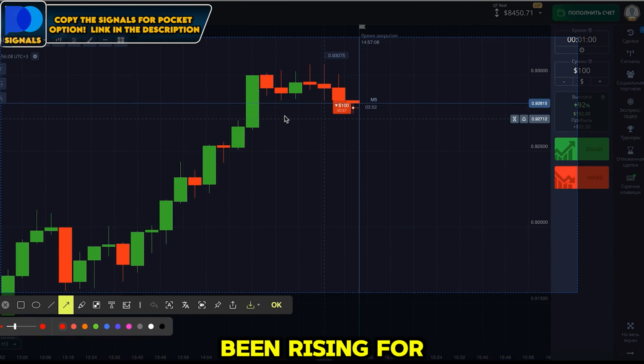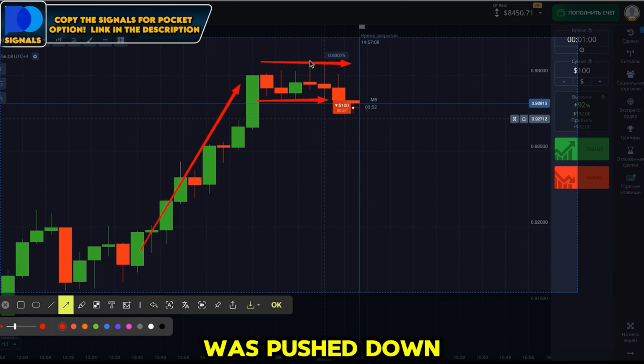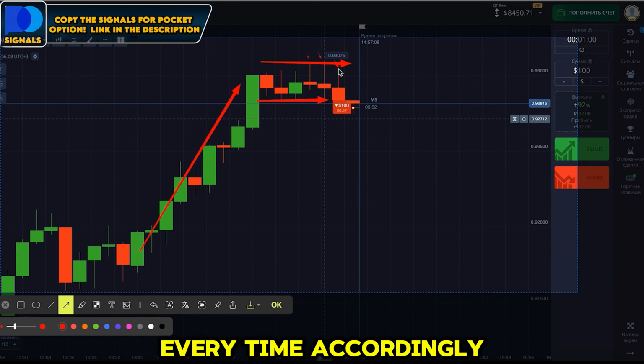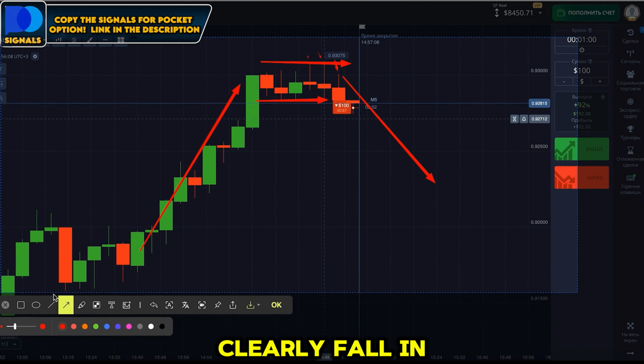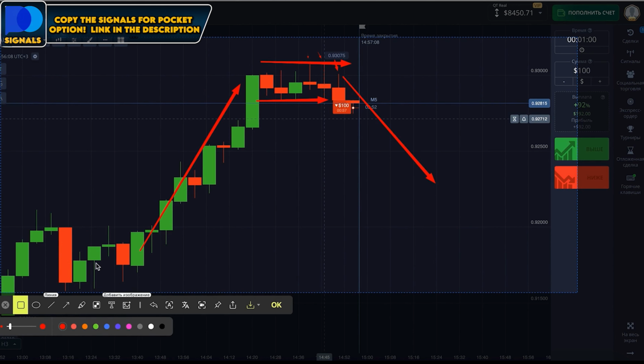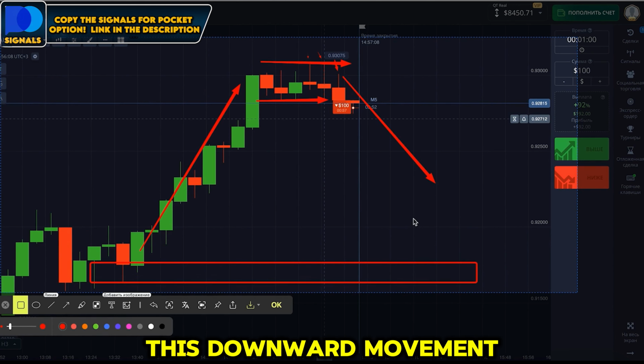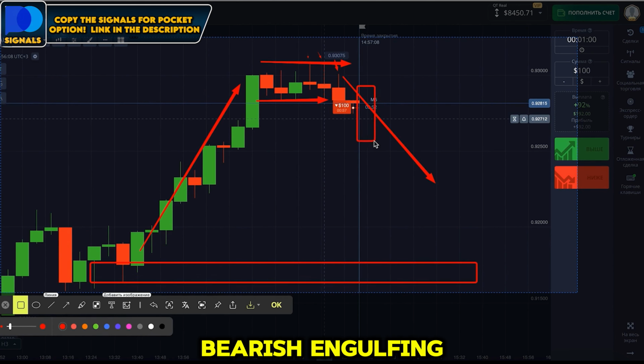The price has been rising for a long time, about 40 minutes. And now there's consolidation. Look how many times it touched this area, and the price was pushed down every time. Accordingly, we are also entering for a decline. The price will clearly fall in the near future. More precisely, this downward movement has started, a bearish engulfing, and the price will drop.